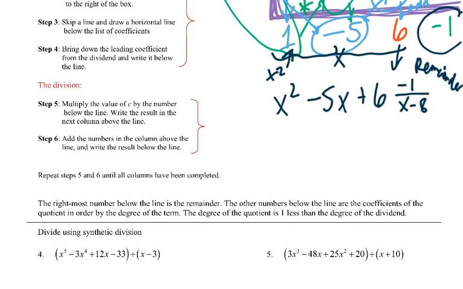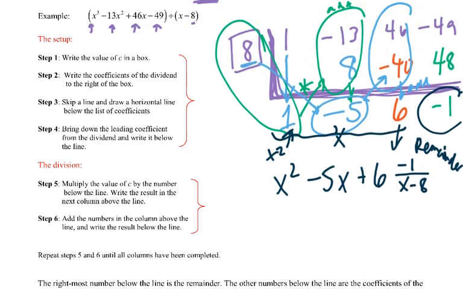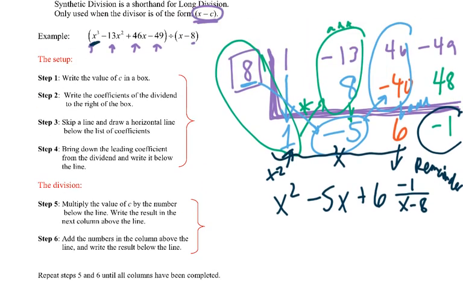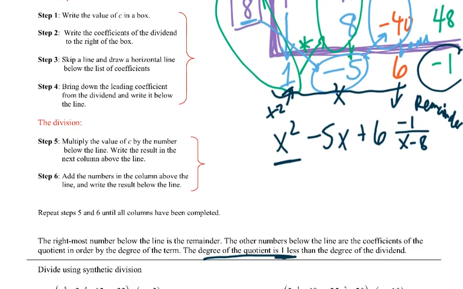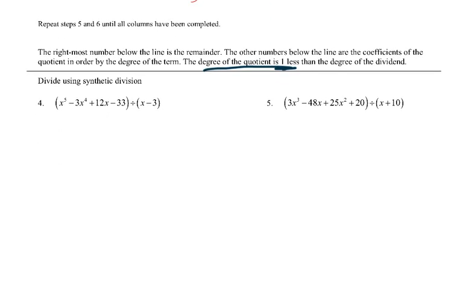Again, it's described here. The rightmost number below the line is the remainder. The other numbers below the line are the coefficients of the quotient in order by the degree of the term. Okay, notice that the degree of the quotient is 1 less than the degree of the dividend. So if my dividend was to the third power here, notice my quotient has a highest degree of 2. Okay, all right, let's do some synthetic division examples.